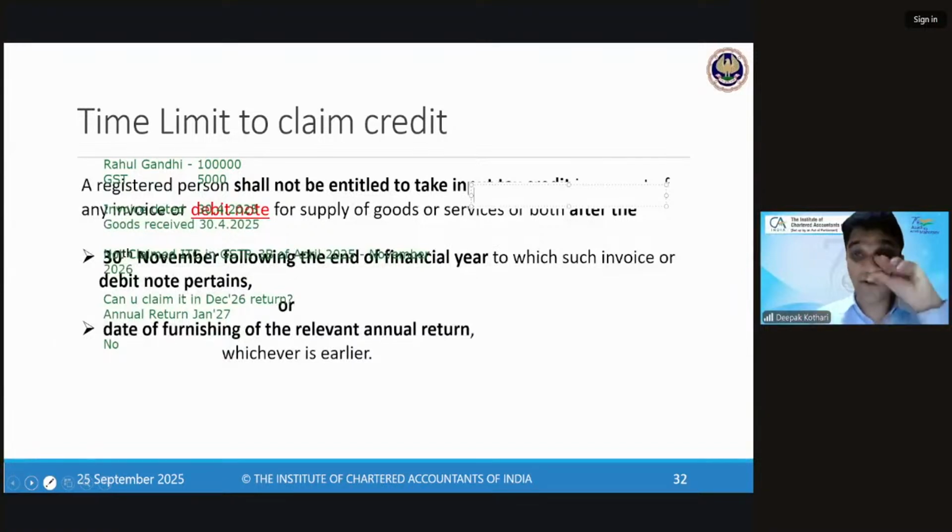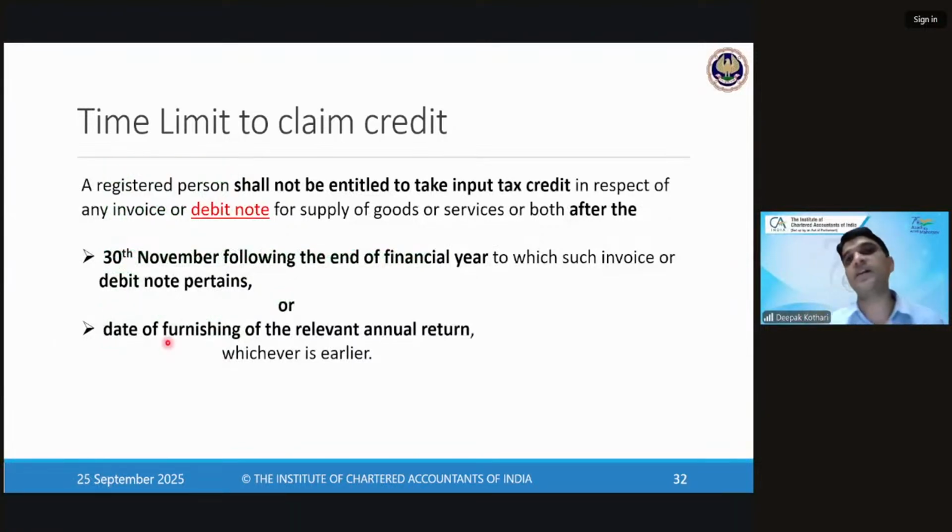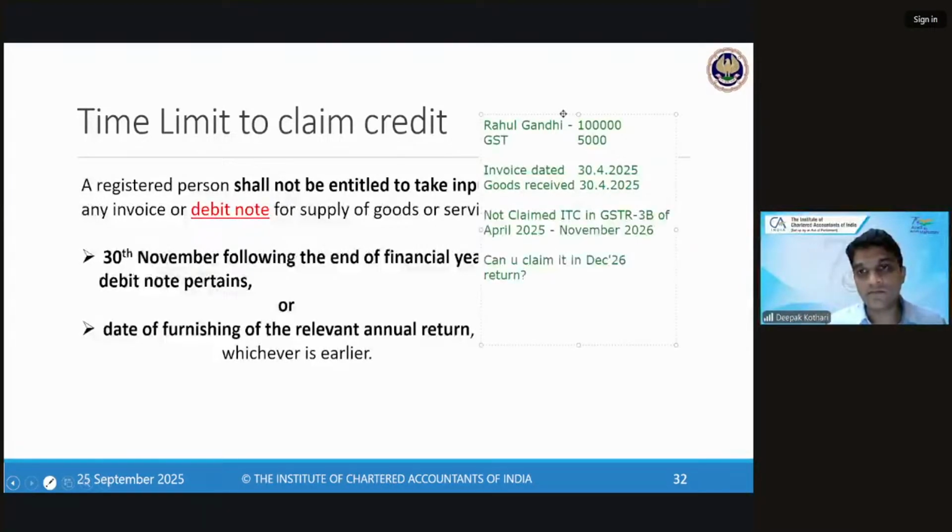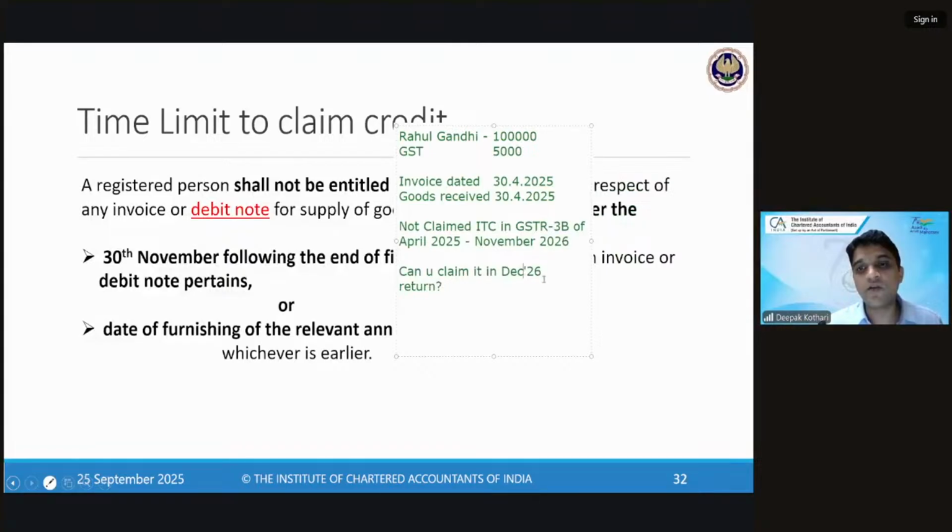So, the time limit to claim the credit. Once you have claimed it, it will be in your GSTR 3B. Then till what time can you utilize it? In this example, you cannot claim it in December, so you can claim it by a maximum of November 2026, correct? So you have claimed it in November. Till what time can you utilize it?